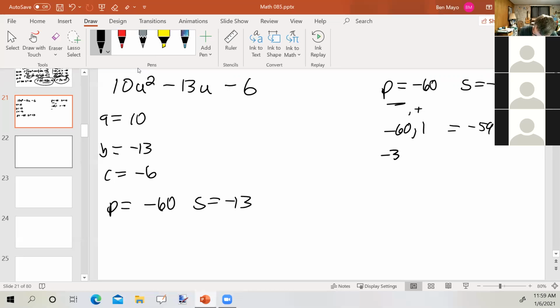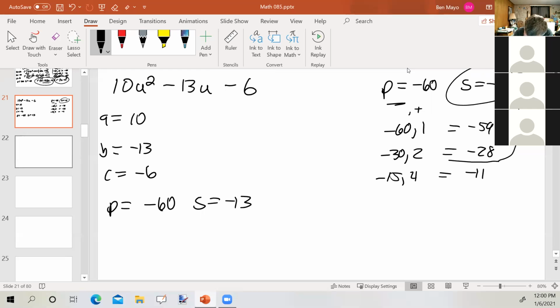Let's cut this in half. Negative 30 and double that. We still get negative 60 as a product. Now our sum is negative 28. Oh, we're getting warmer. Well, let's cut this in half and double that. We get negative 11. Oh, I've gone too far. I've been accused of that before. He's gone too far this time. This number is right in between there, isn't it?